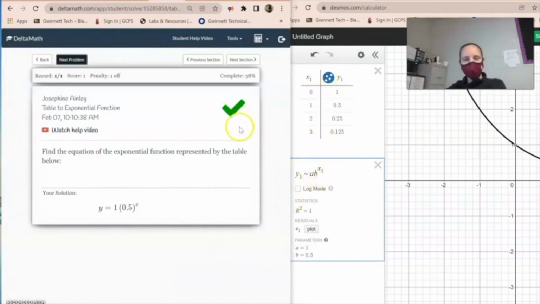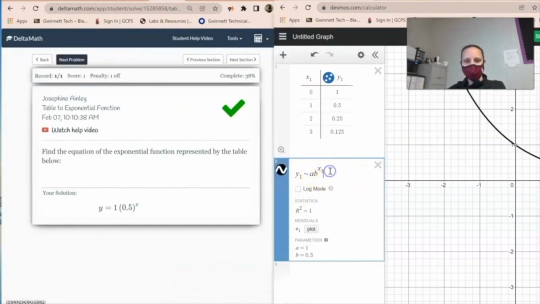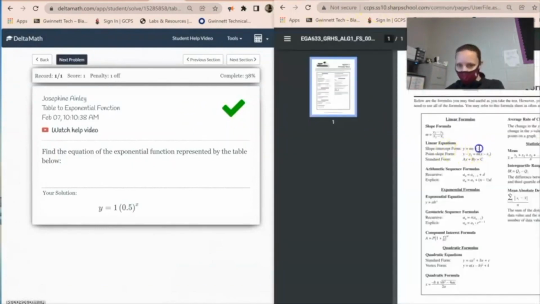And while I'm on this, any table, okay, you can go to the exponential or you can go to linear. So linear, you'd use this equation and it will give you M and B. Or you can go to quadratic and put this equation in right here, and it will give you A, B, and C. So same process for every single table.